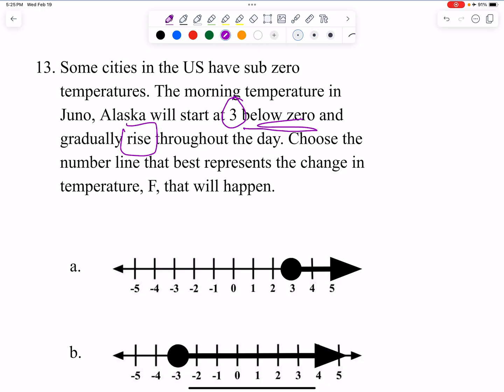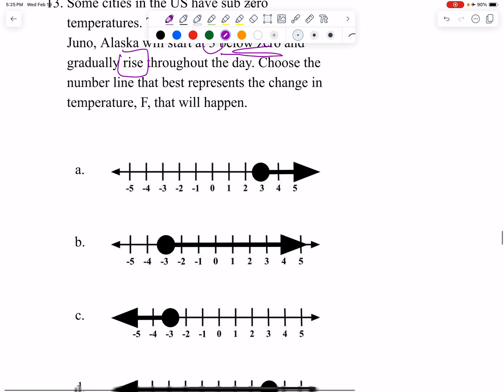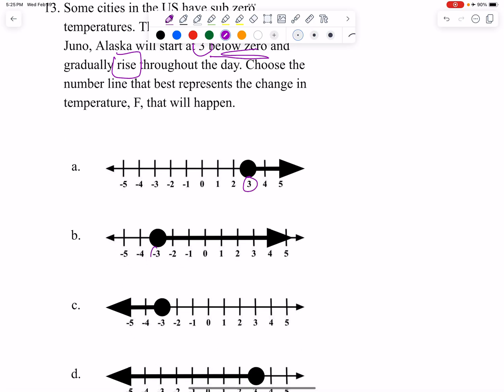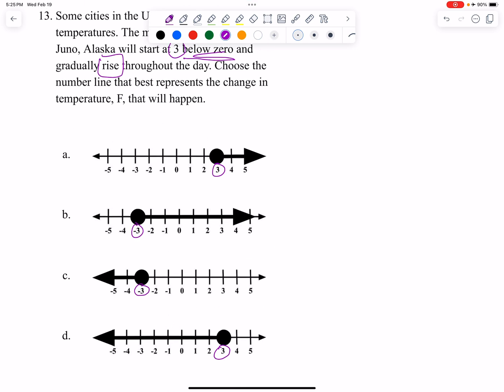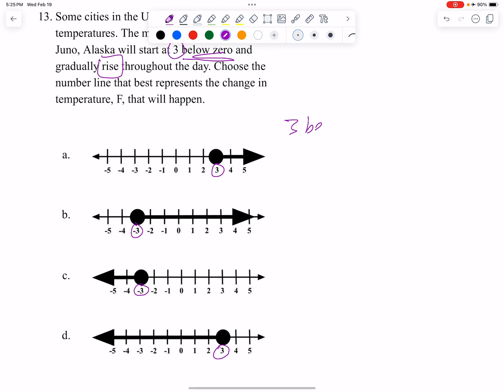Okay. So now you got to think about it, right? This is life. What does it mean if it's 3 below 0? So notice my options. I have a 3, a negative 3, a negative 3, and a 3. So it's kind of like a 50-50, right? We can start there. Should you start at 3 or negative 3? What do you think it means to have 3 below 0?